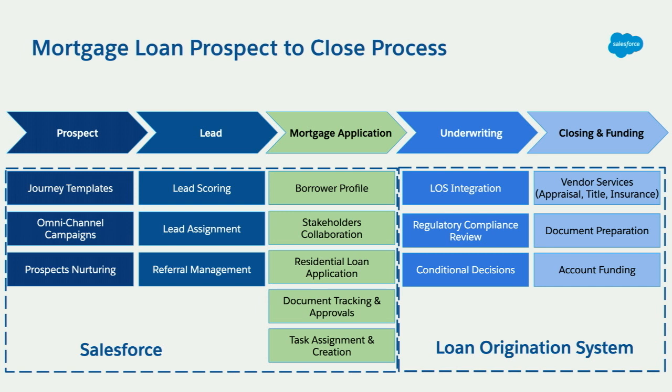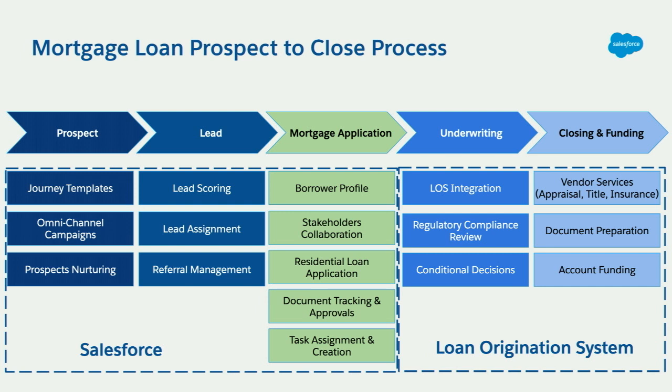But after collecting all of that information, what actually happens to an application? Well, what typically happens is it will go from Salesforce to a loan origination system where the underwriter will verify all of those documents, make sure that they're complete, and have some back and forth maybe with the borrower on things that might be missing. So that piece usually happens in a loan origination system.